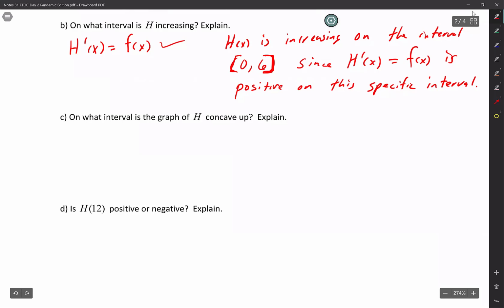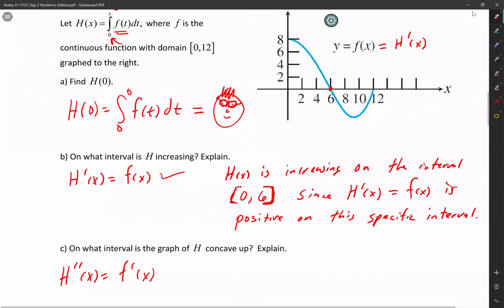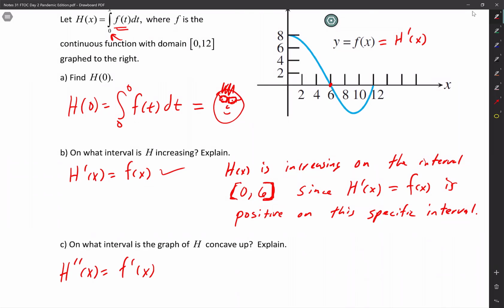On what interval is the graph of H concave up? That's simple, guys. All right, H prime prime of X is equal to F prime of X. I have the graph of F. So all I got to do is check where this graph is increasing. Perfect. That's it. We're just using our knowledge, guys. So this right here that I'm putting in red, it looks like that's a 9.